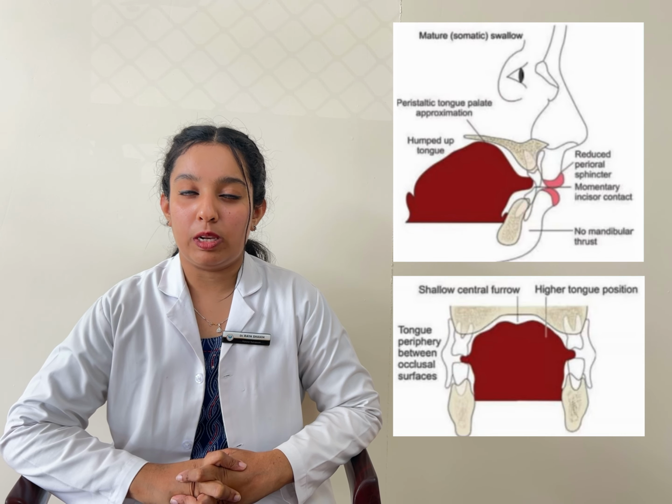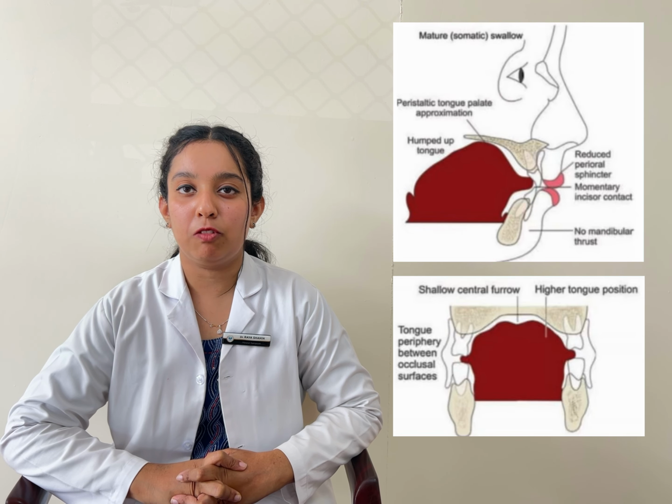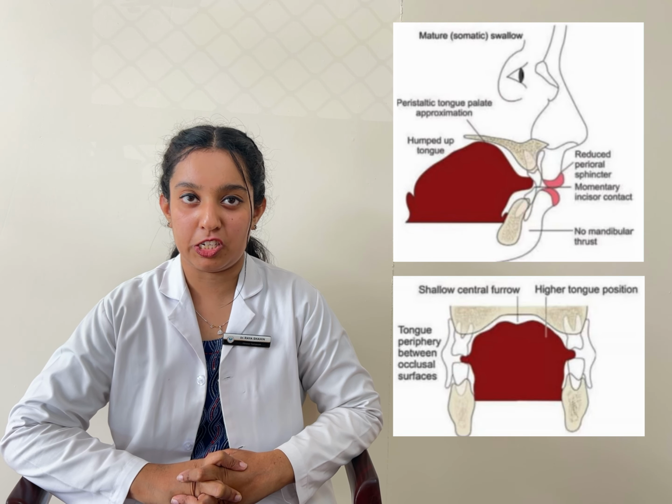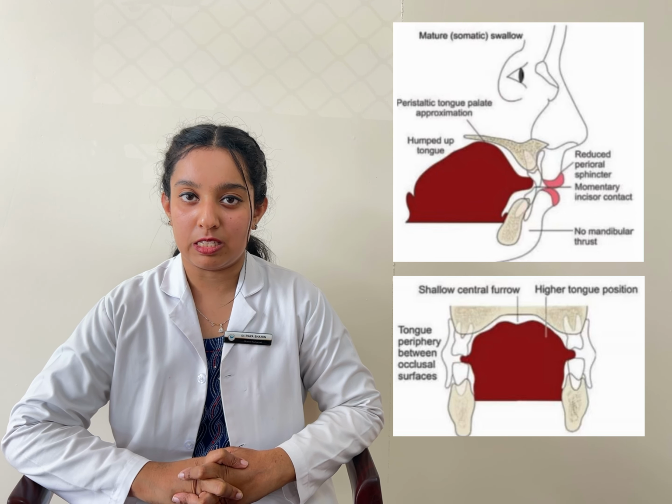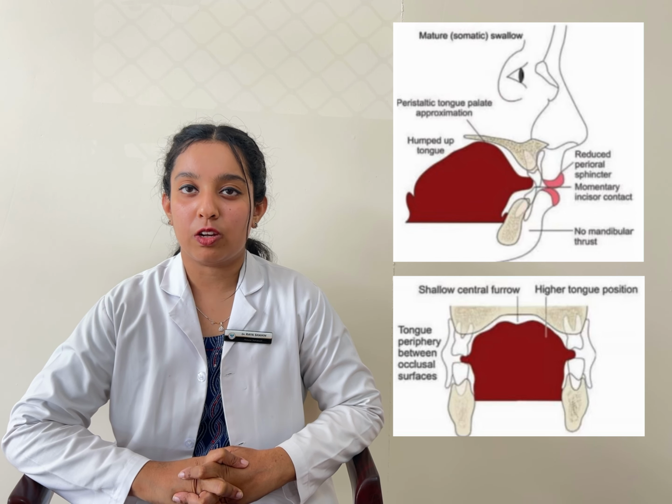Now, adult or mature swallow. The adult or mature swallow usually occurs after 18 months of age. The features of this swallow are that the teeth will be placed together, the mandible will be positioned by the muscles of mastication, the tongue will be placed towards the palate, behind and above the incisors, and the contraction of the lips will be minimal.